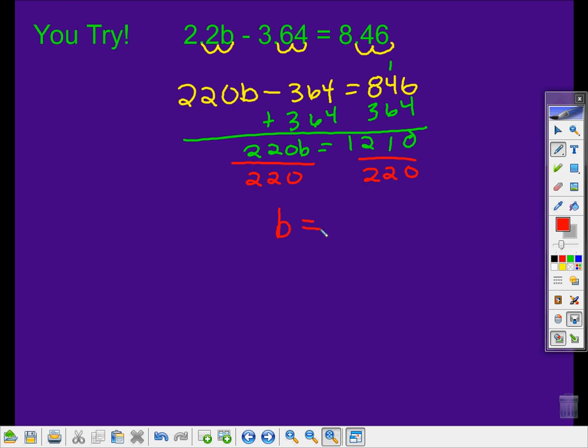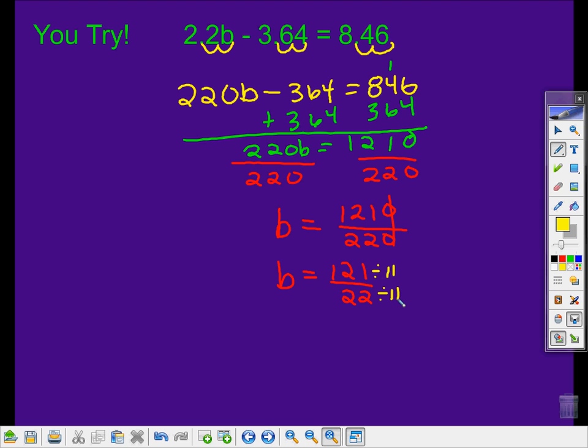So then b is going to equal, well, 1,210 over 220. What can I do? Reduce. Cancel out my zeros first, right? And so then b equals 121 over 22. What can I actually divide this both by? 2. Nope. Sorry. 11. You can divide them both by 11.